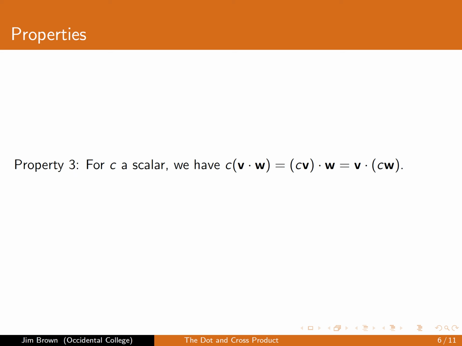Now if I have a scalar, so remember a scalar is just some number, if I take that scalar and multiply it by whatever number I get from v dot w, that's the same thing as if I first did the scalar multiplication on the vector v and then dotted with w, or if I first did the scalar multiplication with w and then dotted with v. So again, these are just calculations here.